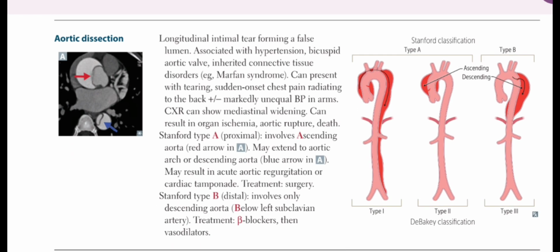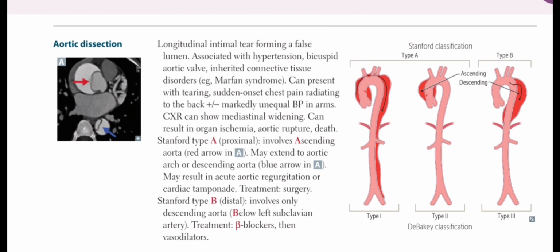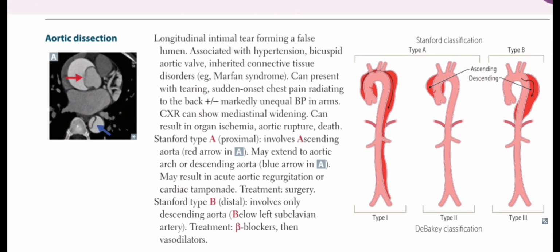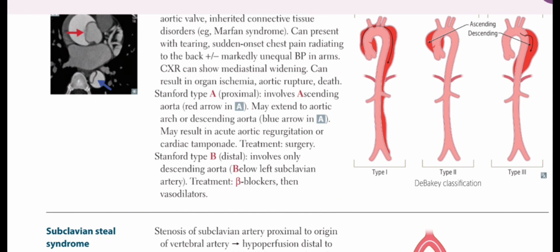Aortic dissection is a longitudinal intimal tear forming a false lumen. It is associated with hypertension, bicuspid aortic valve, or inherited connective tissue disorders. It can present with tearing, sudden onset chest pain radiating to the back, plus markedly unequal BP in the arms. There may be hypertension in one arm and the pressure may be reduced in the other arm. The chest X-ray again shows mediastinal widening, and it can result in organ ischemia, aortic rupture, and death.